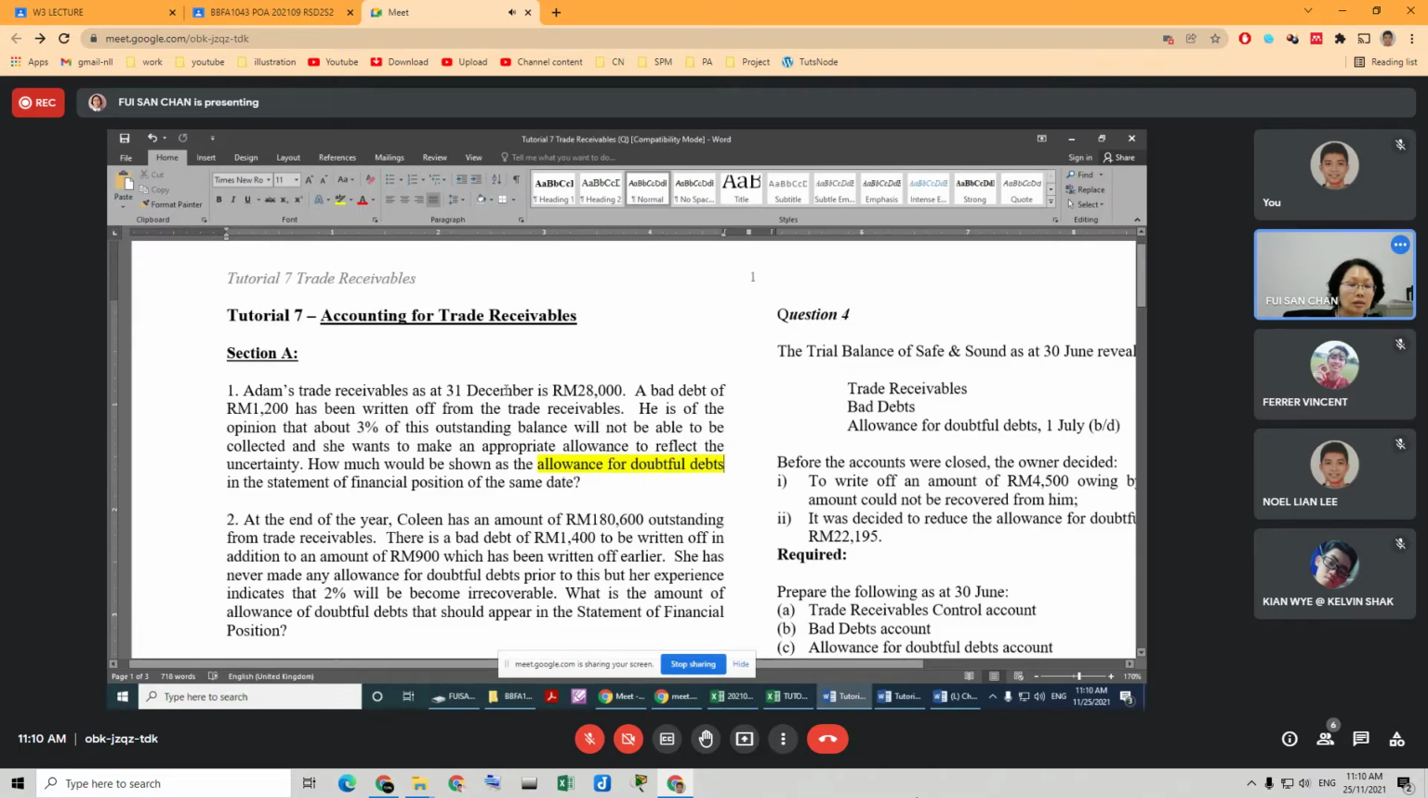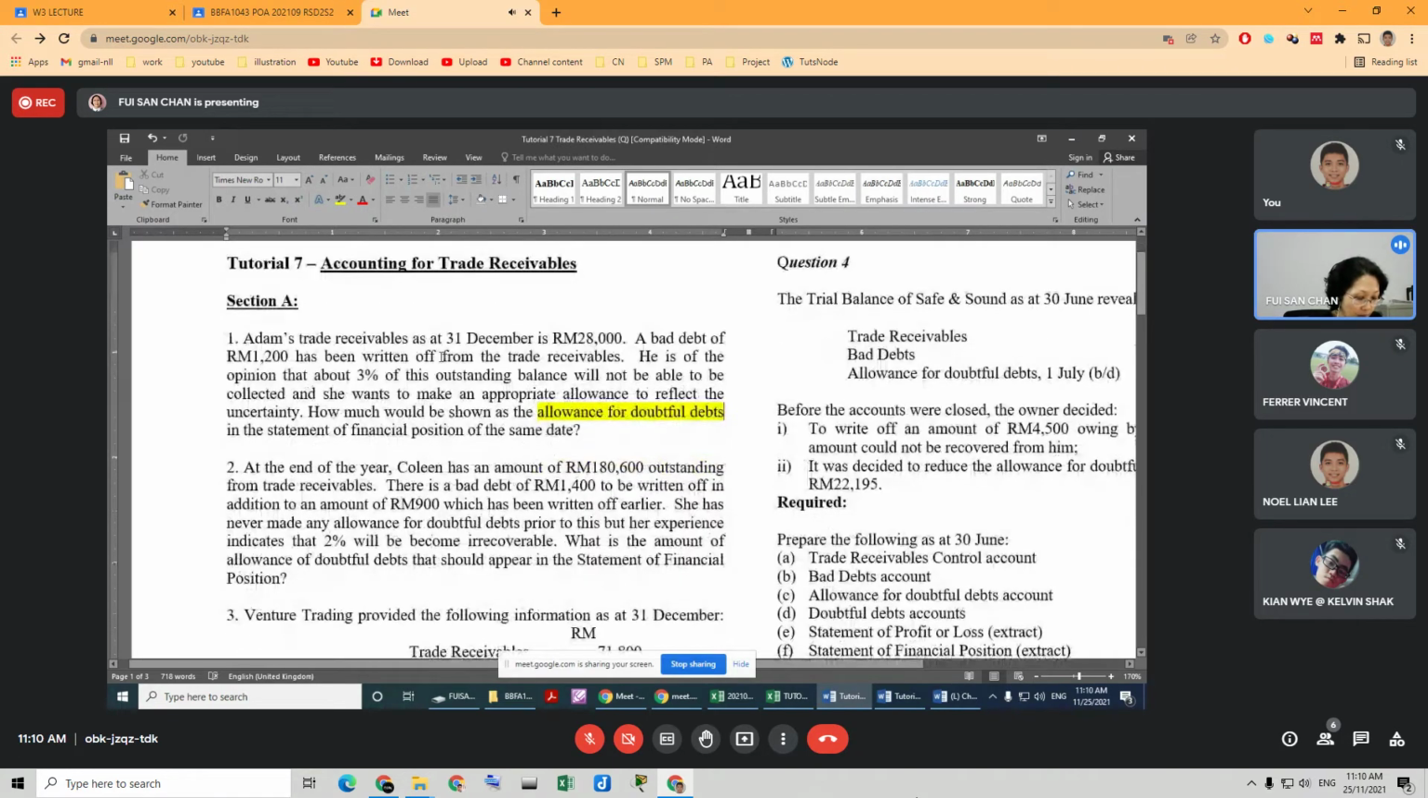Okay. So in the statement of financial position at the same date, what is your answer? Anyone? 840. How do you get 840? 28,000 multiplied by 3%.